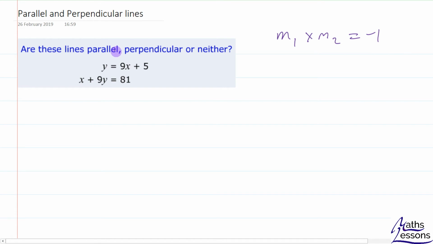So if they're the same, they're parallel. If they times together to give you minus 1, they're perpendicular. And if it's neither of those, then they are neither.